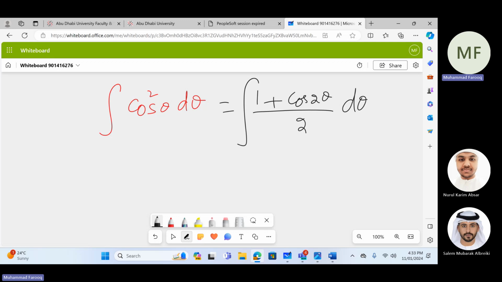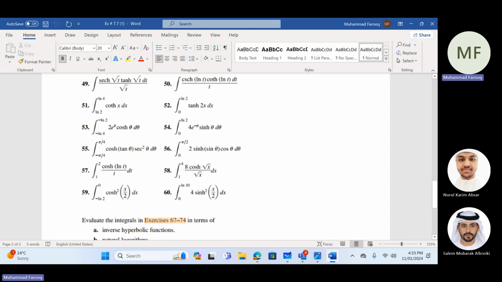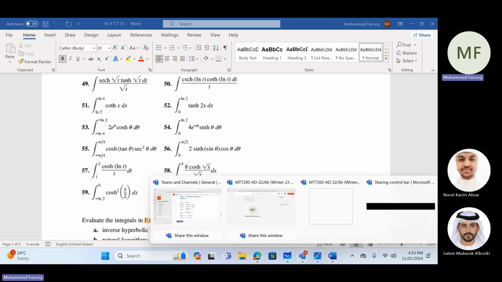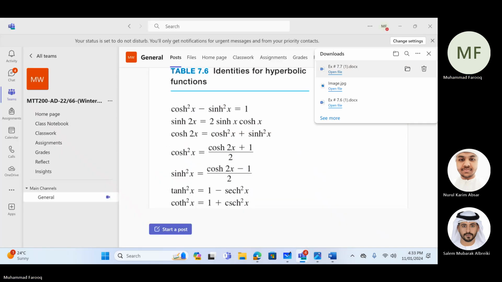Similarly, in hyperbolic functions, if you look at questions 59 and 60, they have squares, meaning cosh squared and sinh squared. So you cannot integrate directly without the identity. The identity table I already shared with you. Please don't get confused with these two questions. These questions need the identity table. You use this identity for the integration of cosh squared and sinh squared.